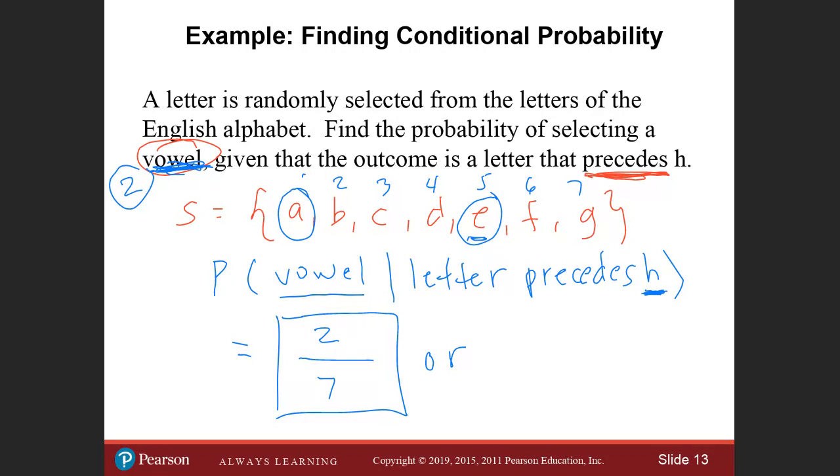Okay. And you can also express your answer in decimal form. So that would be 2 divided by 7. It gives you 0.286. Okay, so the decimal value is also acceptable for that answer. Or express your answer in fractional form to be exact. So that's conditional probability.